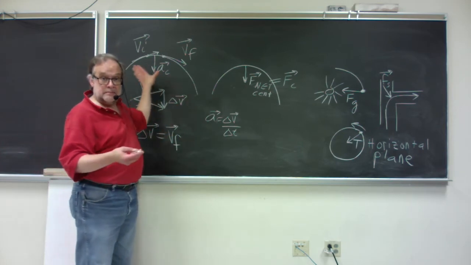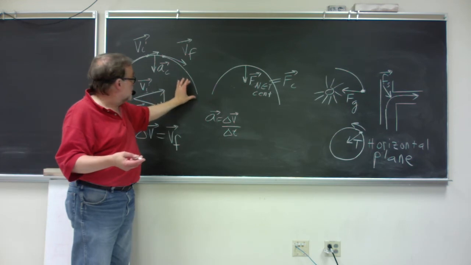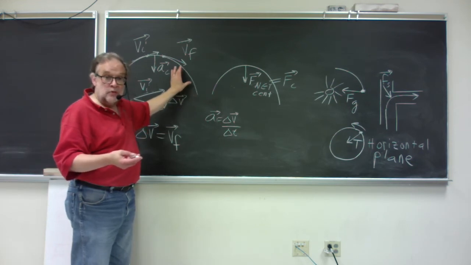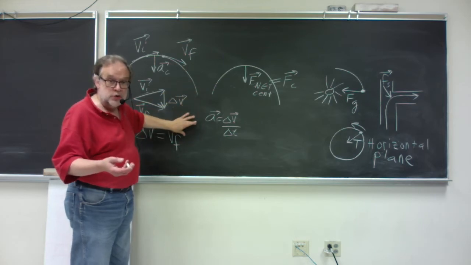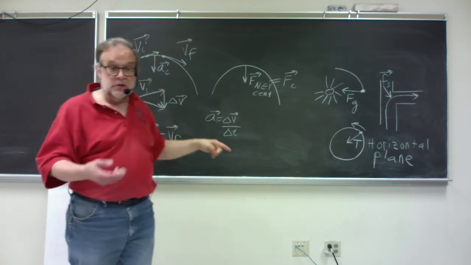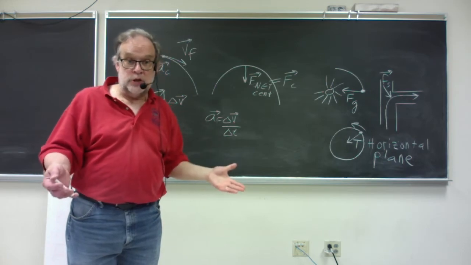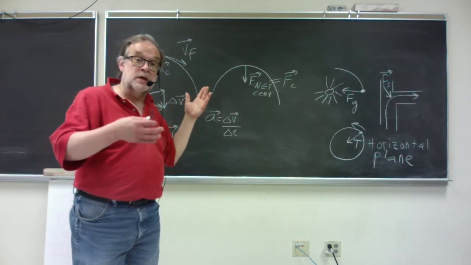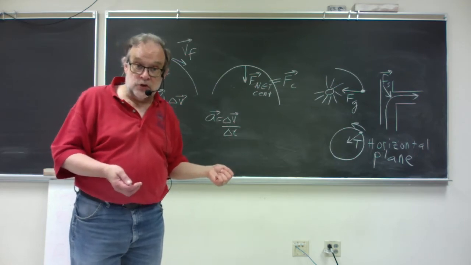And that result works exactly the same way if we choose any other pair of points for finding a v initial and then a v final and comparing them. Any two points that we choose on the circle, we'll always find that the delta v you get by comparing initial and final velocities will always point straight towards the center of the circle, which means that the acceleration is always pointing straight towards the center of the circle.